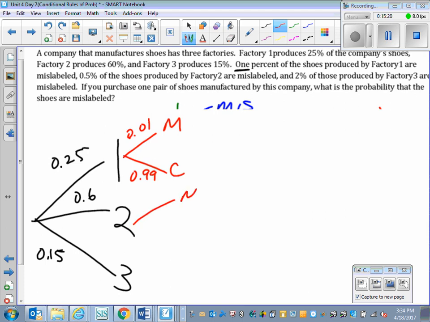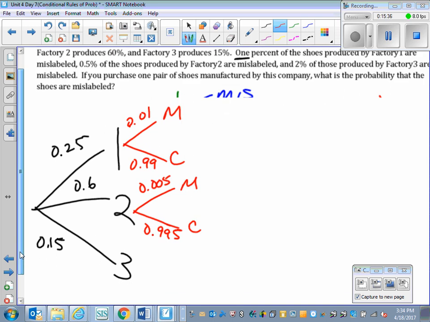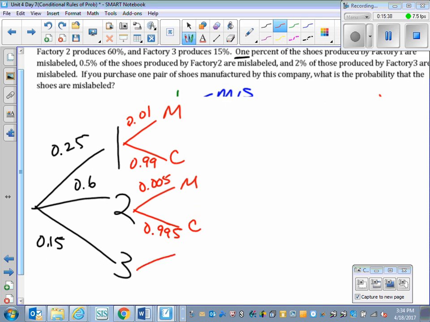Factory 2, 0.5%, that's going to be 0.005 are mislabeled, so 0.995 are correct. And for 3, we've got 2%, so 0.02 mislabeled, which means 0.98 or 98% are correct.